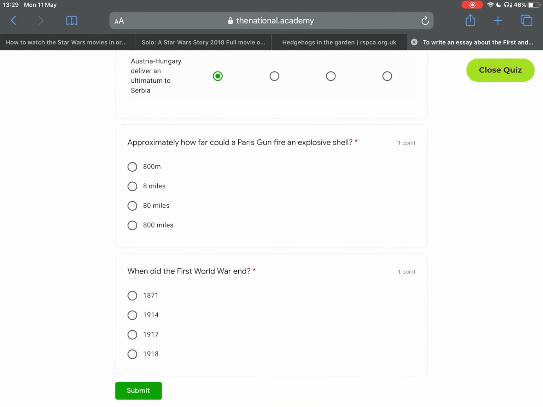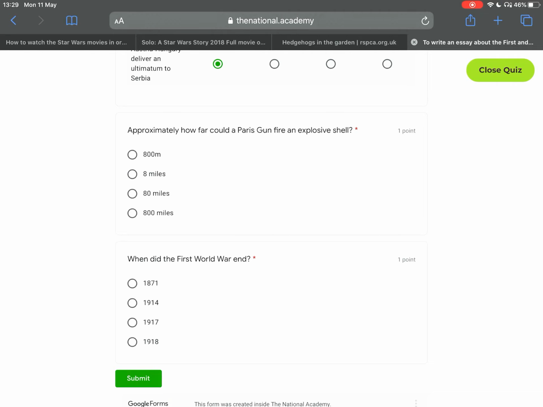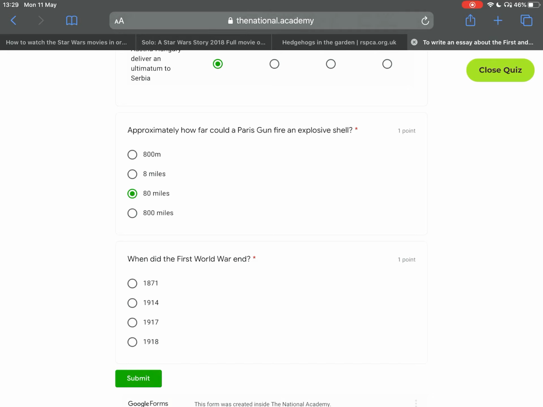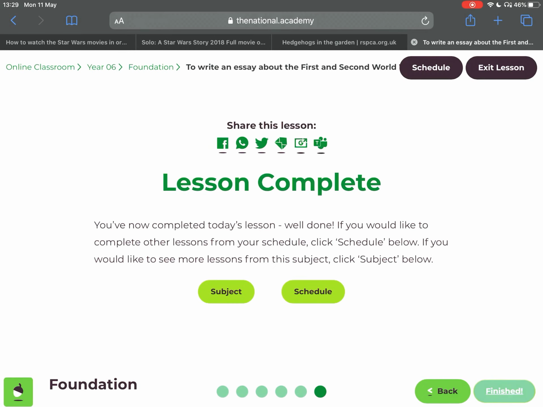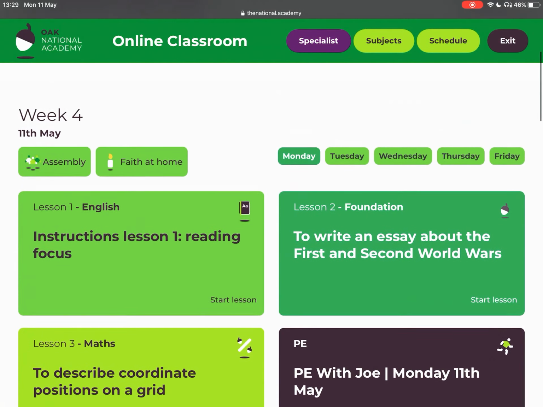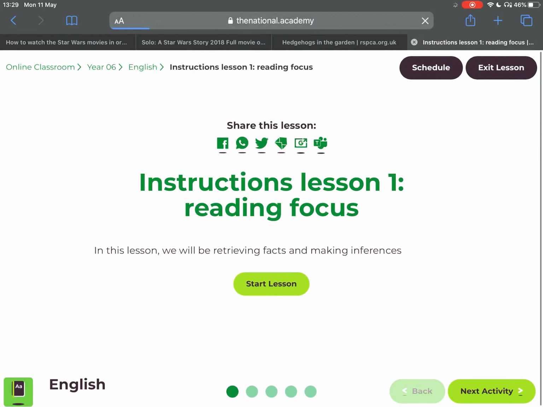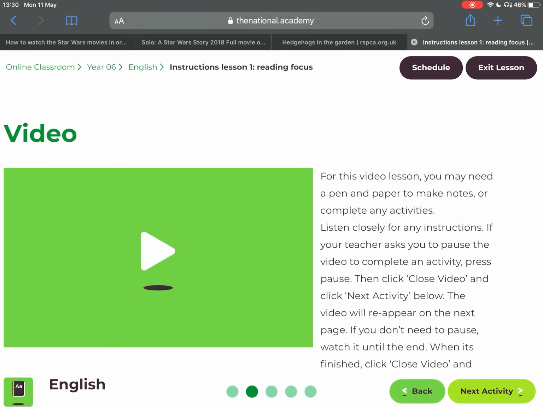After that, you've got approximately how far could a Paris gun fire an explosive shell? That's 80 miles. When did the First World War end? 1918. After that, you would have finished your foundation, and you would just have your English left here. So in this lesson, you're going to combine 2 of the skills that you learned, fact retrieval and inference questions. You're going to combine them and answer questions about both of them.